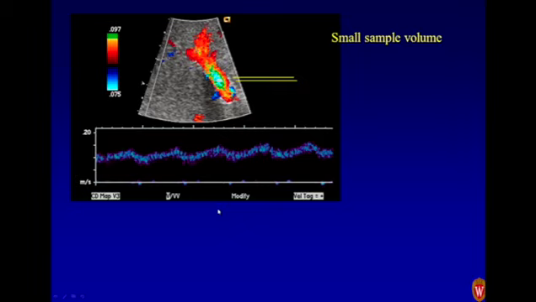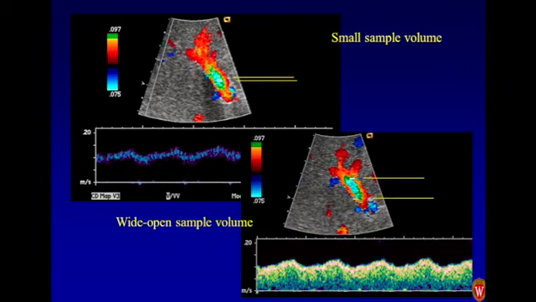Okay, sample volume small versus sample volume wide. Look at the difference in the tracing, how more of the slow velocity pixels are picked up because we're sampling across the spectrum of lamina across the vessels. You wouldn't want to have your sample volume open this wide when you're trying to characterize the waveform within any one vessel. This is a useful tool when you're searching for a tiny vessel.